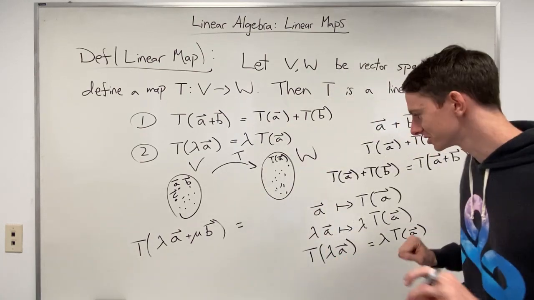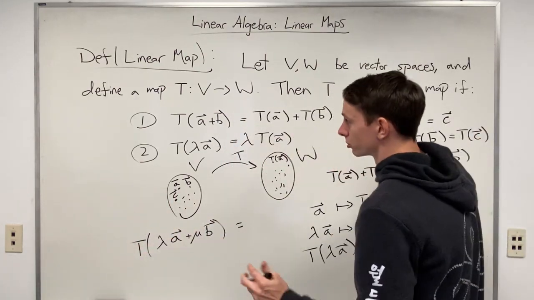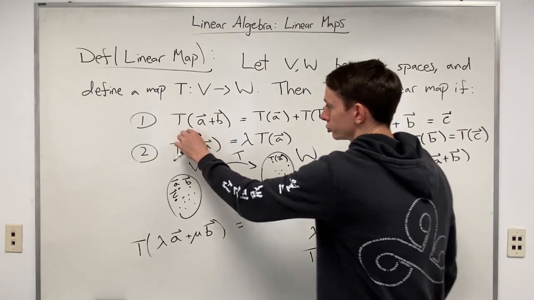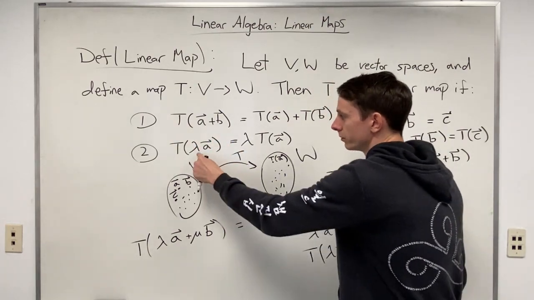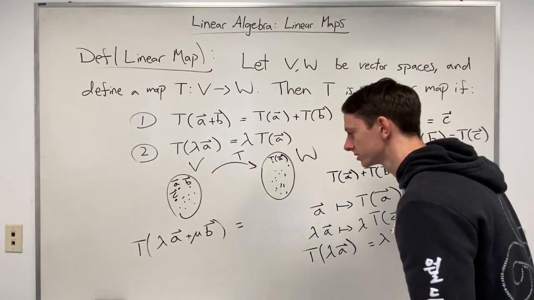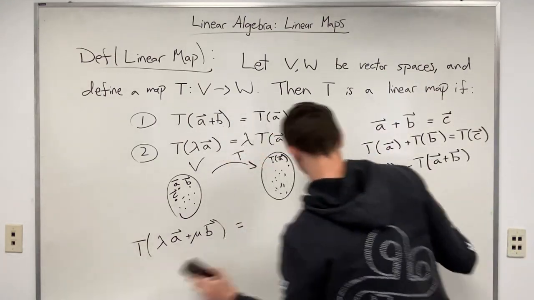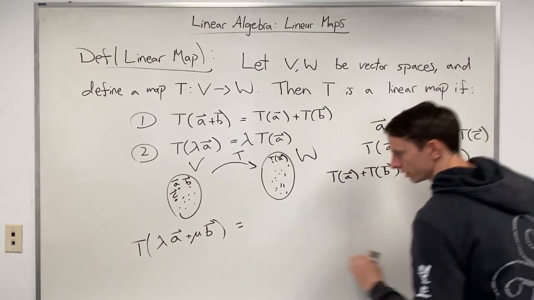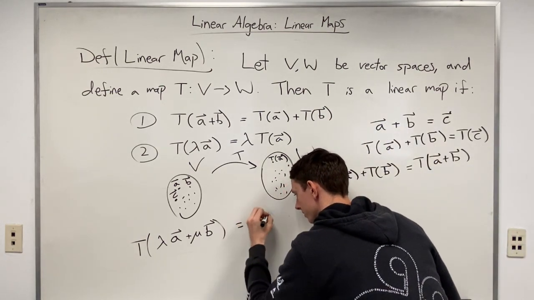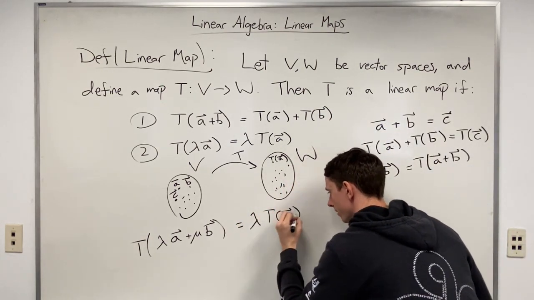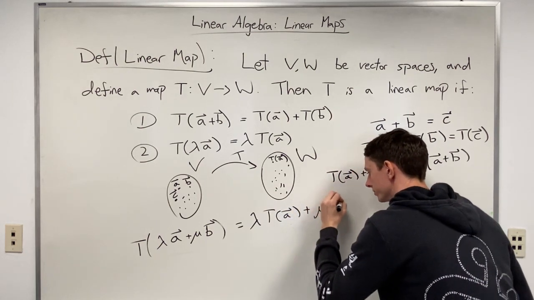Okay, assuming we paused, right? Then the way that this would work is that first we see that T distributes across the sum and the scalars come out in both cases. So this would equal, let me erase this real quick, I want to make sure I have space for this. This should equal lambda times T of A plus mu times T of B.